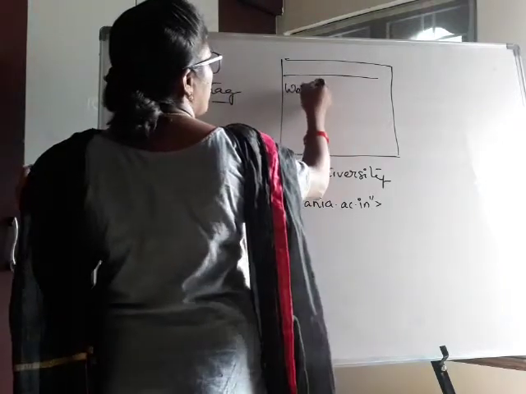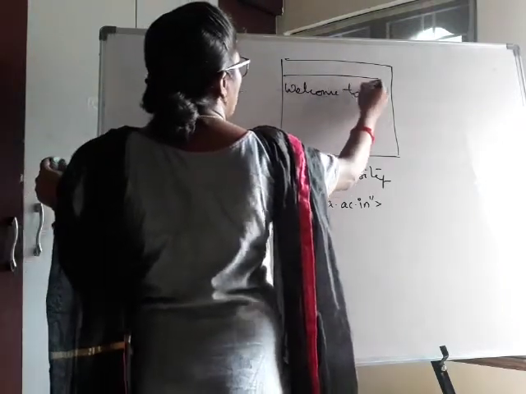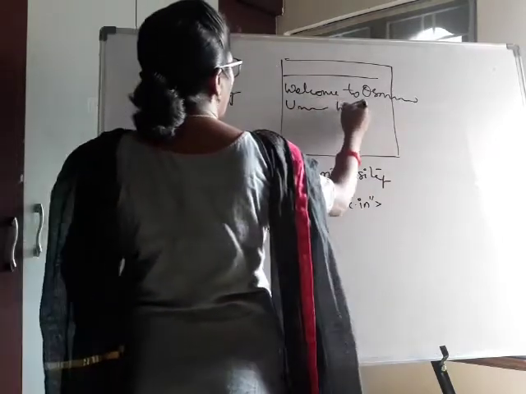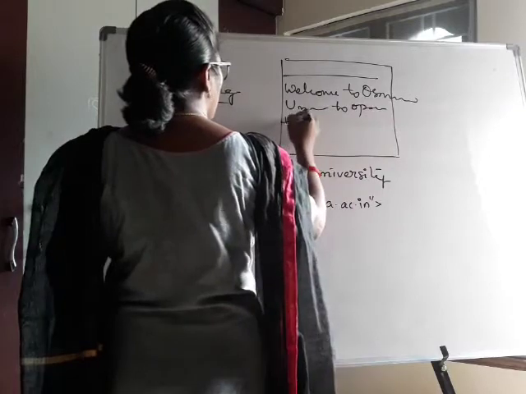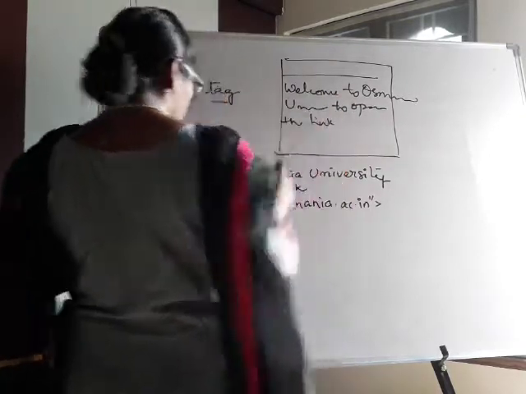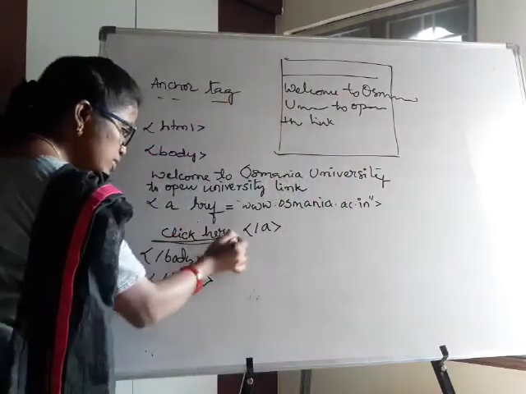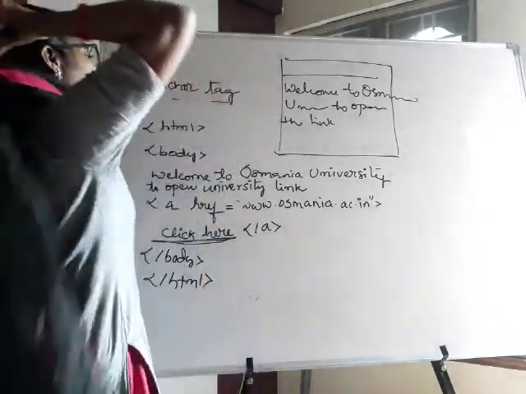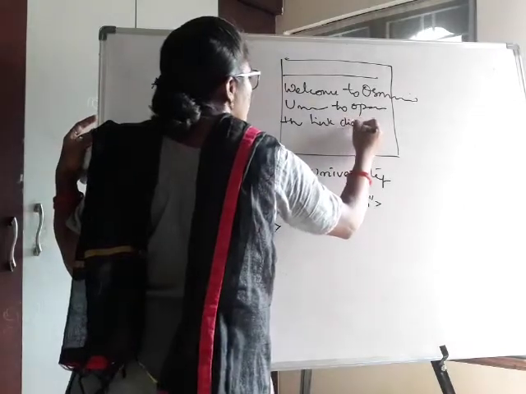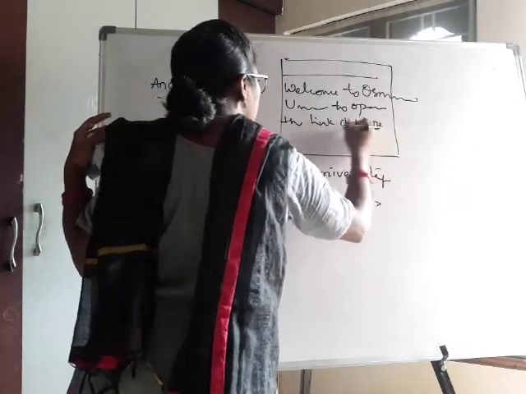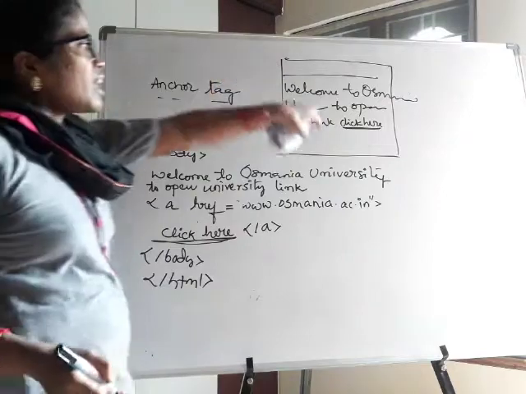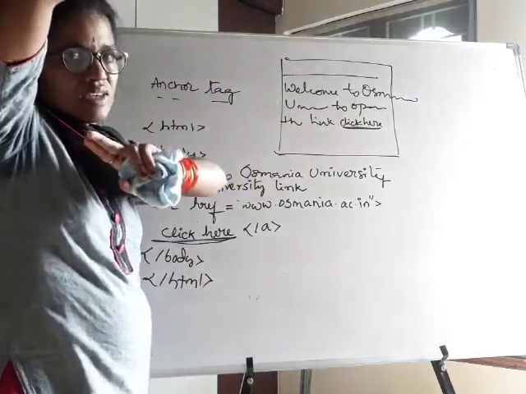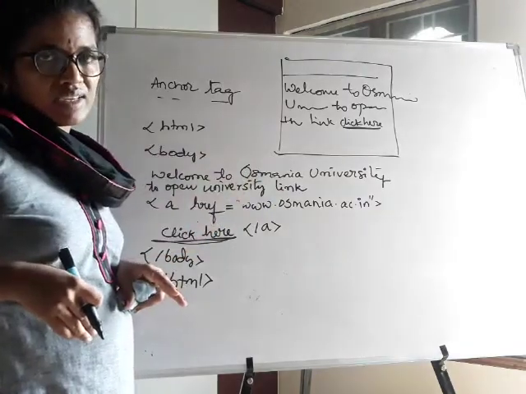text, welcome to Osmania University. To open the link, click here. Whichever text I enclose in an anchor tag will be shown in blue color, because this is the link and it is underlined. Whenever I click this, it will route me to the site. Which site? Osmania University site.